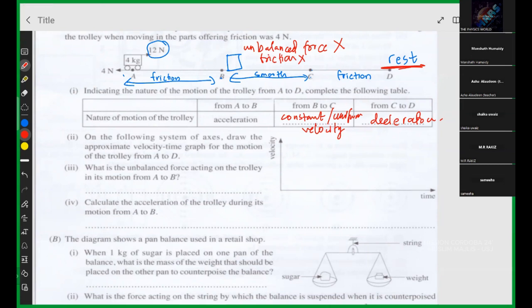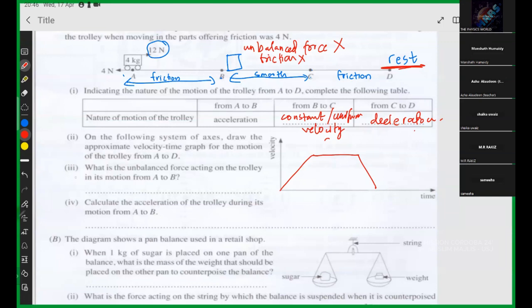Now they have asked you to draw the graph. They have given the axes, velocity and time, and acceleration, constant velocity, deceleration. So it is very simple. There are no numerical values for you to put, so you can just draw. This is acceleration. This is constant velocity. This is deceleration. You have to draw it properly, but no need to see the gradient. You can just draw it roughly.